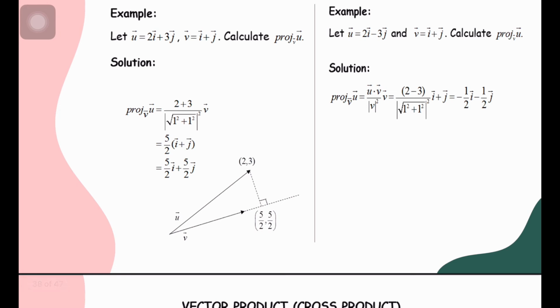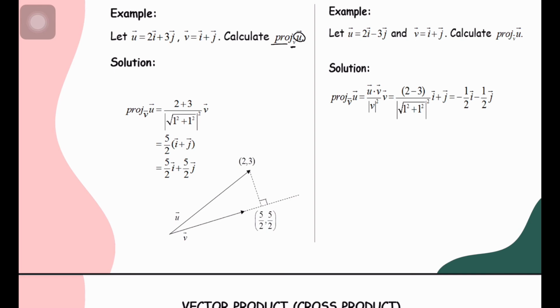Let's say you have the vector u equal to 2i plus 3j and vector v equal to i plus j. Calculate the projection of vector u on vector v. Okay, so this one can be read as projection of vector u on vector v.